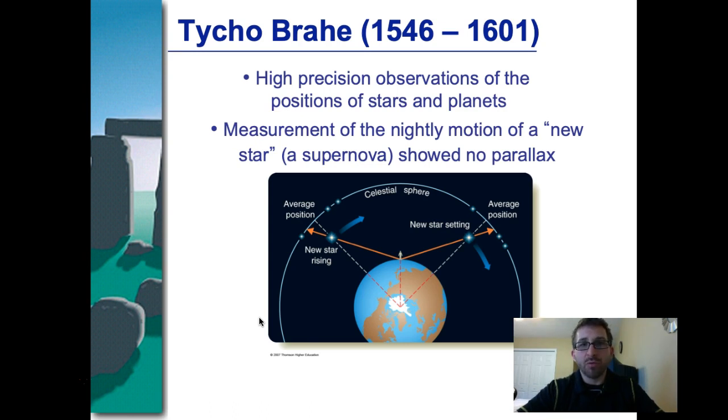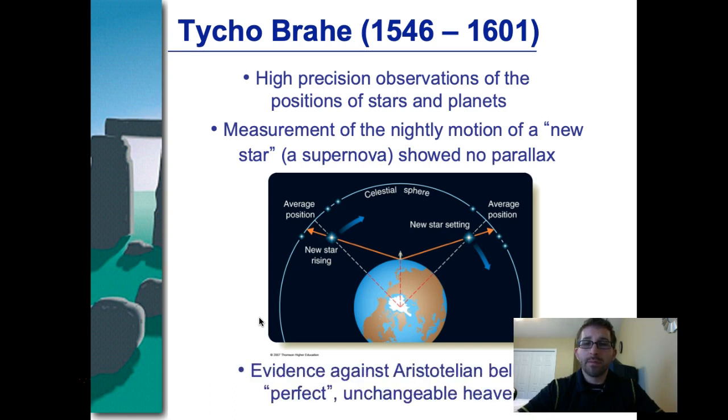One other reason he stuck with his geocentric view is because with this new star, he observed no parallax once again. I'm sorry for getting that cut off at the end. The supernova provided evidence against the belief in the perfect, unchangeable heavens.